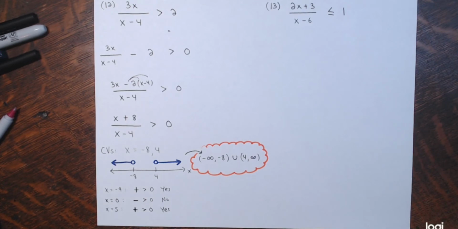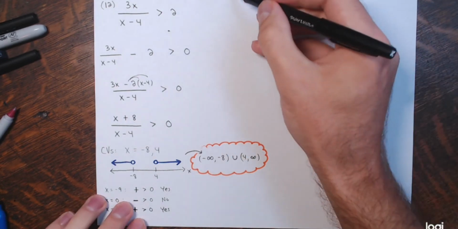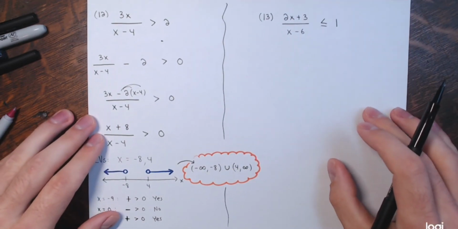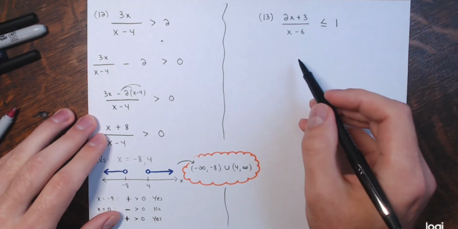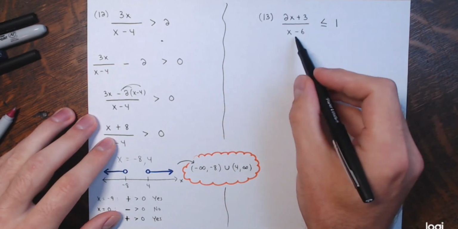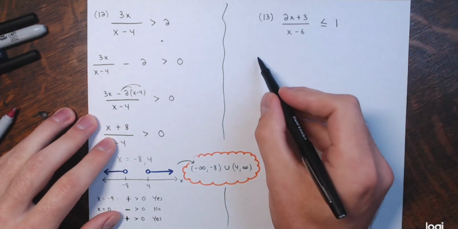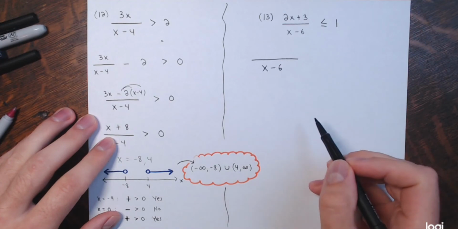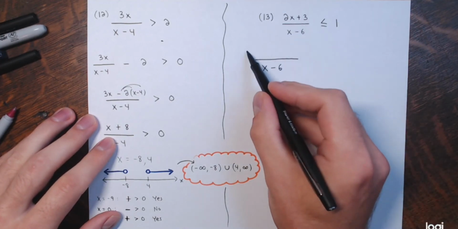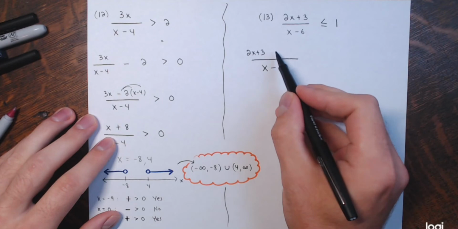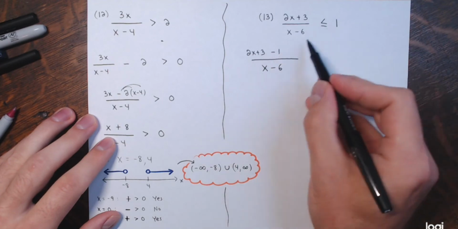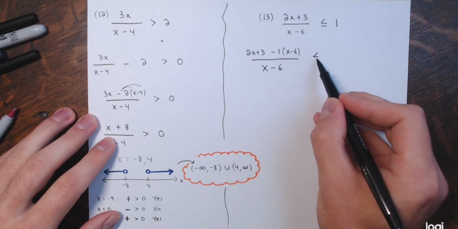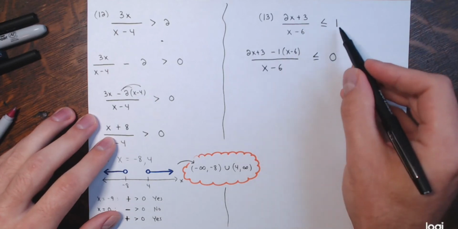Okay. So again, I'm going to kind of speed things up in the beginning. Example 13. I'd subtract 1 from both sides. Now, I'm hoping you see the least common denominator is x minus 6. So when I do subtraction, I'm going to have x minus 6 as the common denominator. The first numerator is 2x plus 3, and I'd be subtracting 1 times x minus 6. And this is less than or equal to 0, right? So these are the same inequalities. All I did was subtract 1.